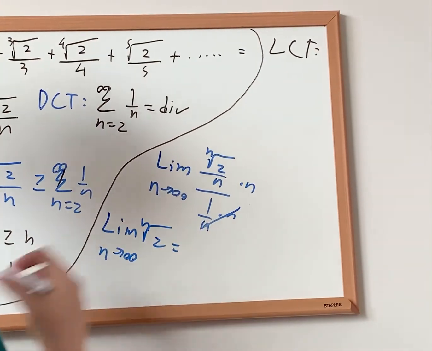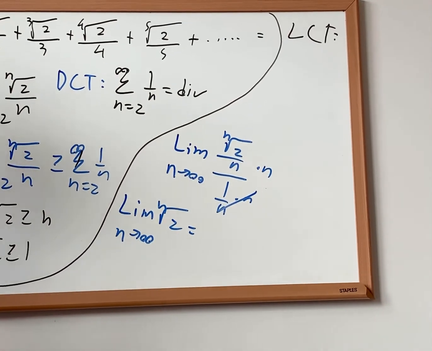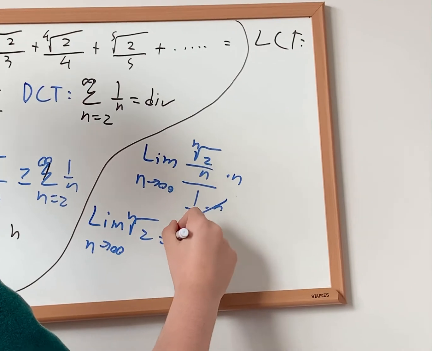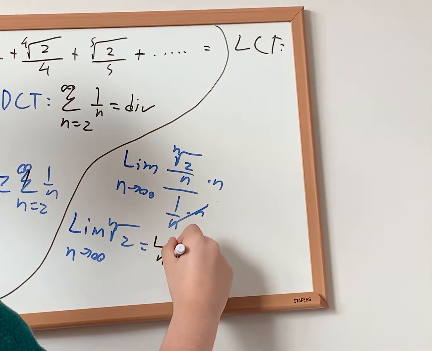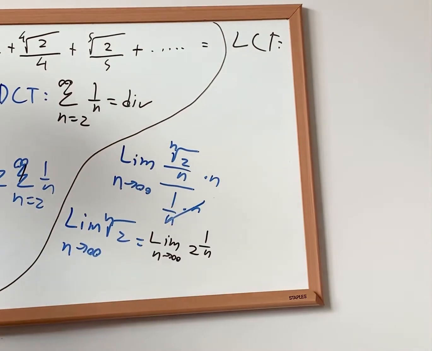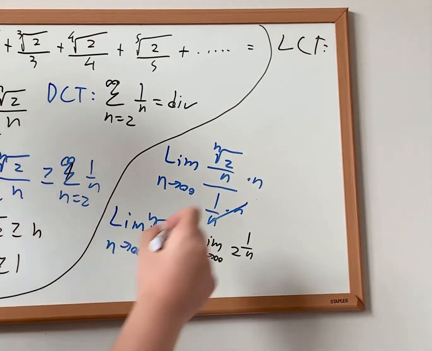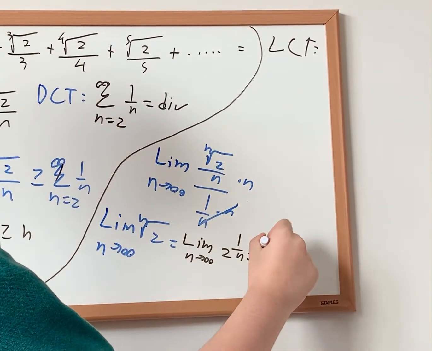n and n cancel, and we get the limit as n approaches infinity of the nth root of 2. We can write the nth root of 2 as 2 to the power of 1 over n, to make our work easier. The limit as n approaches infinity of 2 to the power of 1 over n. If you plug in infinity, 1 over infinity is 0. So we get 2 to the power of 0, which is equal to 1.